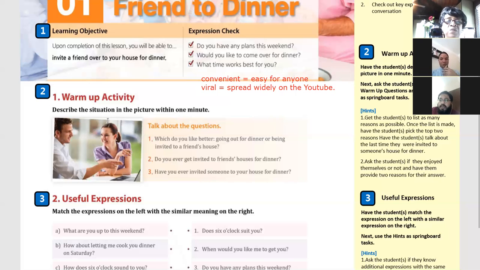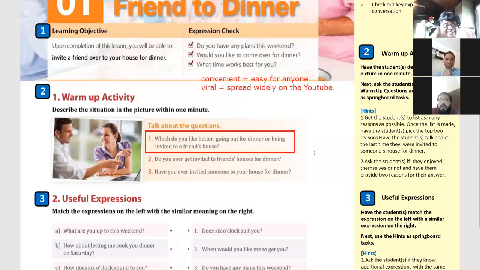Now, in our activity, which is a warm up, we just talked about the picture. Now I'm going to ask Hasbin to ask Oves question number one, and Oves will answer. Which do you like better? Going out for dinner or being invited to a friend's house? It's convenient to me to invite my friend to my home for dinner. Okay, and Oves, could you ask Hasbin number two? Do you ever get invited to a friend's house for dinner? Let's say hardly ever. My friends rarely invite me to dinner. They generally invite me to lunch instead.